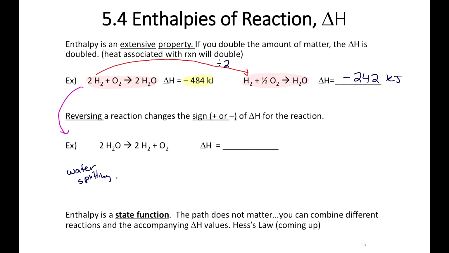All right, so when we reverse a reaction, delta H changes not numerically, but in sign. If we reverse a reaction, we just multiply the delta H by -1 to reverse that sign. So what we see here is that this water splitting reaction actually requires 484 kilojoules of energy. This reaction we flipped, so we flipped the sign of delta H, all right?